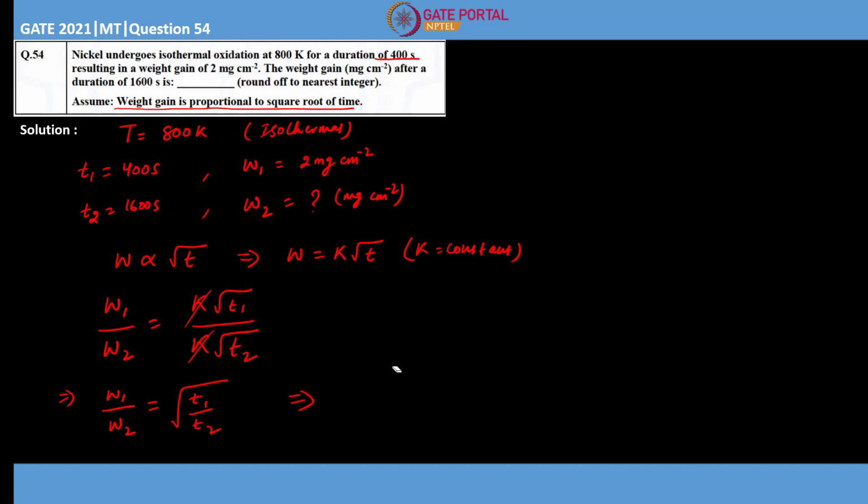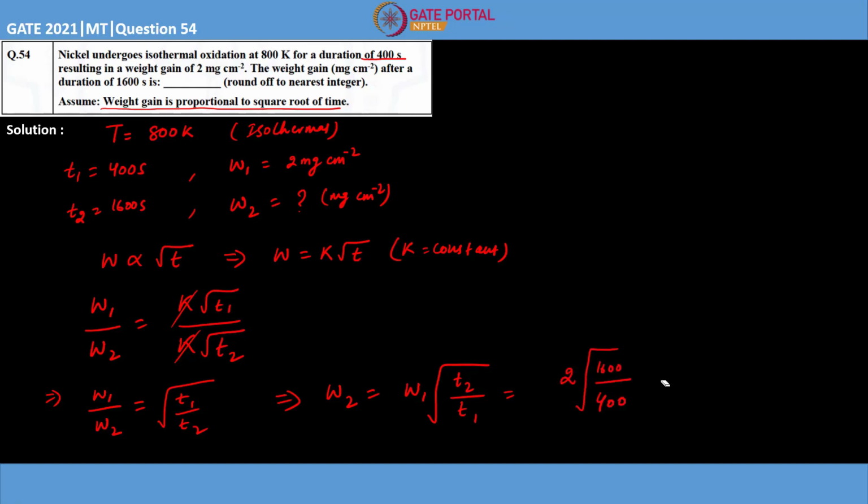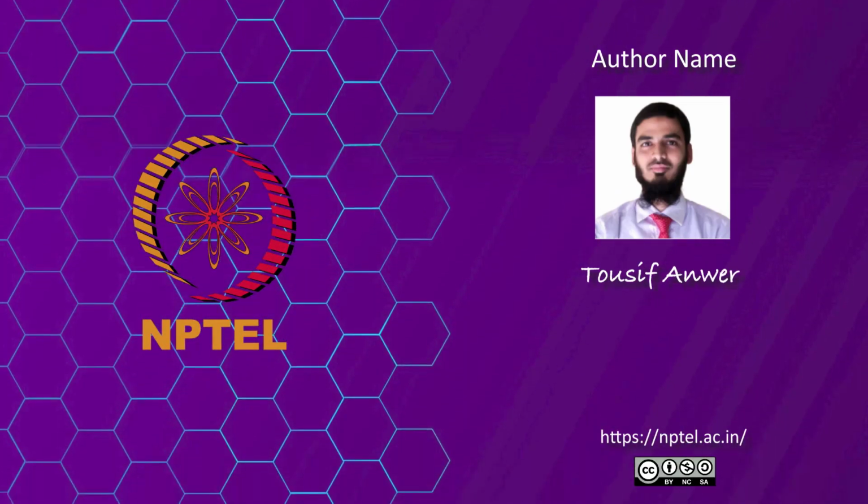So from this we need to get W2, which will be equal to W1 under root T2 upon T1. So now simply put the value, you will get 4 milligram per centimeter square. So finally we get W2 is equal to 4 milligram per centimeter square, which will be the correct answer.